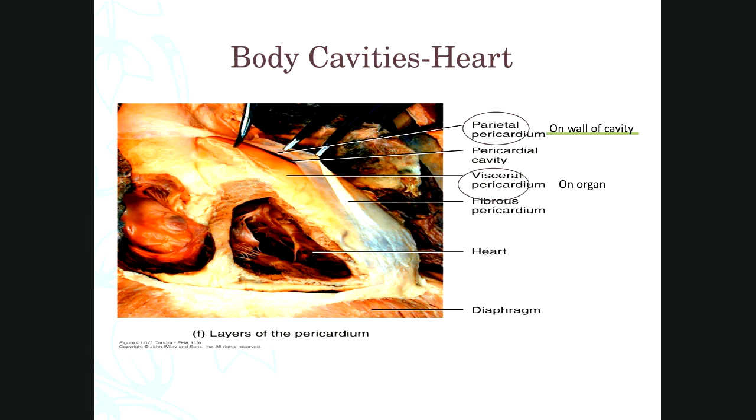This is a nice example of the heart. You can see the visceral pericardium right on the heart tissue itself here. Here is the parietal pericardium. You can see this really thin layer of serous tissue around the outside. And then in between, we have the pericardial cavity.